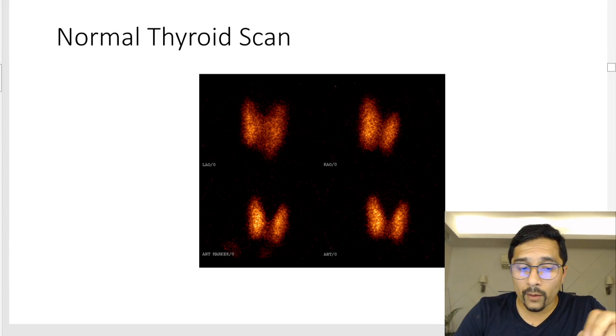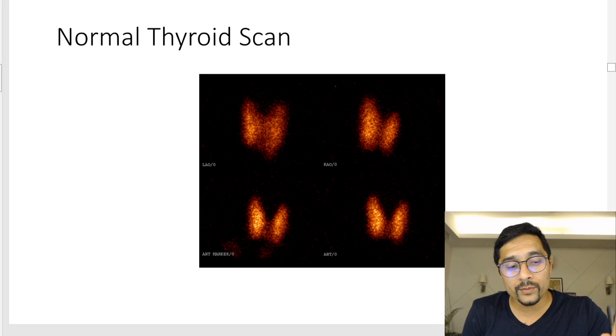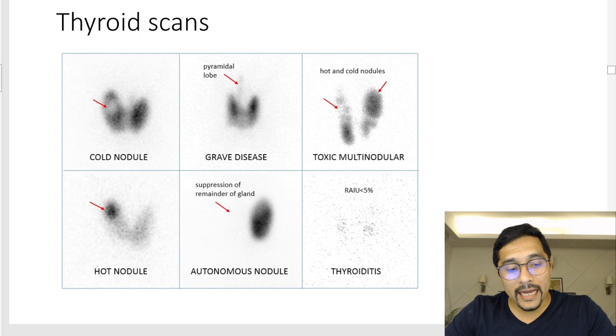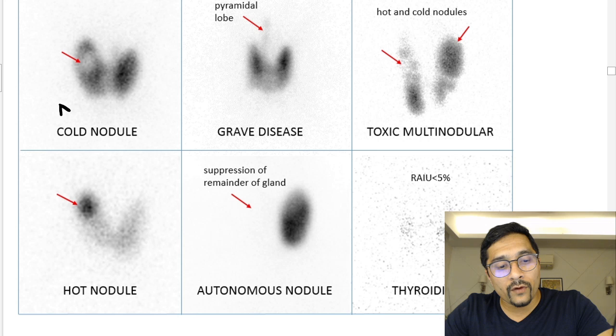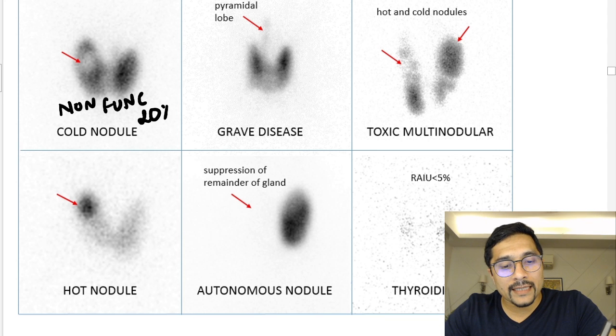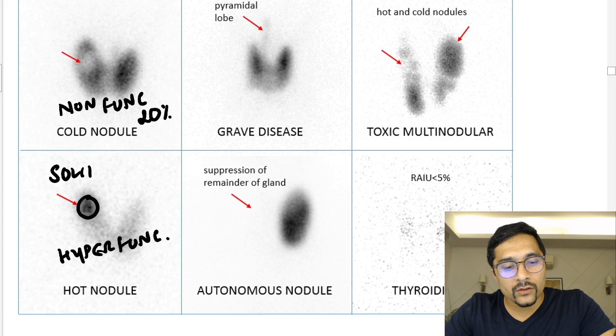This is the normal thyroid scan where you see the butterfly shaped gland, both the lobes are equally taking up the contrast. In thyroid scans, you can get a cold nodule. Cold nodule is a non-functioning nodule and the risk of cancer can be as high as 20%. Hot nodule is a hyper-functioning nodule. This is a solitary toxic nodule and the risk of cancer in a solitary toxic nodule is 4%.